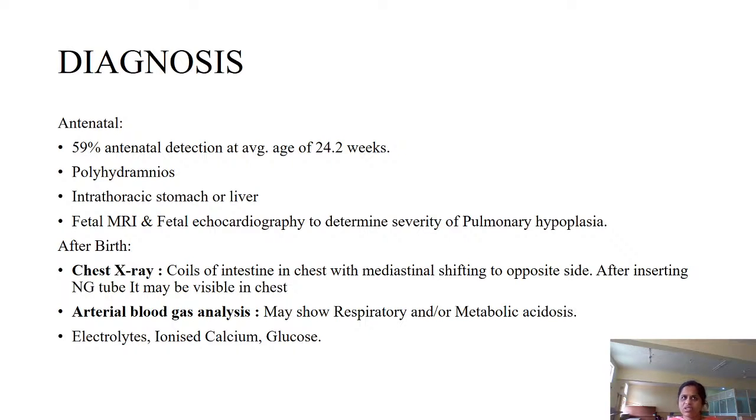Any child with CDH will mostly present at birth itself. So how will they present? There will be a chest X-ray. If you take one, you will see coils of intestine fully occupying the chest, pushing the mediastinum to the opposite side. After inserting the NG tube, you will see that the NG tube is not reaching below the diaphragm. It is actually higher up, because the stomach itself is in the thorax. And arterial blood gas, yes, it may show metabolic acidosis or respiratory acidosis, and you have to keep a constant watch on ionic calcium, glucose, and electrolytes.